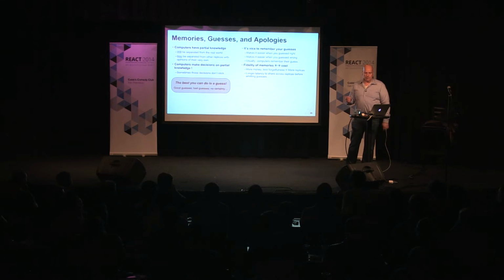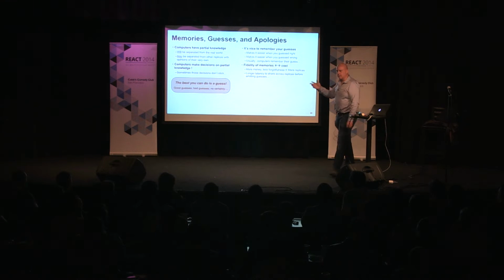Memories, guesses, and apologies. Computers will have partial knowledge because they know what the computing version of it is. They don't necessarily know what the reality behind it is. You don't know that the airplane got a dent and so it's not going to fly because nobody's told you yet, okay? Computers make decisions on partial knowledge, but sometimes they don't stick. The best you can do is guess. You might have a good guess, you might have a bad guess, but you don't actually know what you don't know.